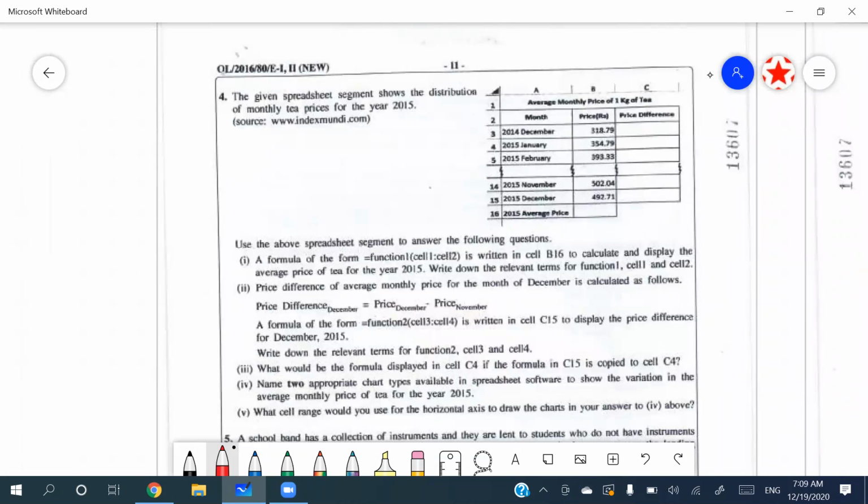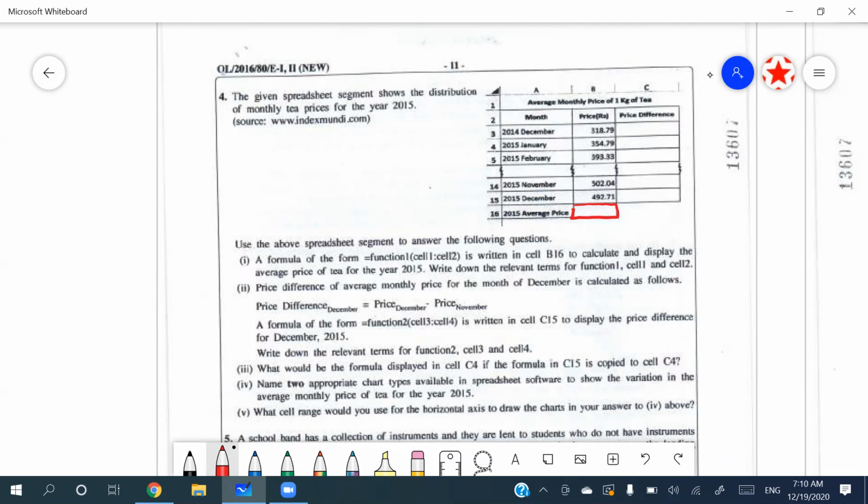The given spreadsheet segment shows the distribution of monthly tea price for the year 2015. Use the above spreadsheet segment to answer the following questions. So it says a formula of the form function cell 1 colon cell 2 is written in cell B16, to calculate and display the average price of tea for the year 2015. Write down the relevant terms for function 1, cell 1 and cell 2.